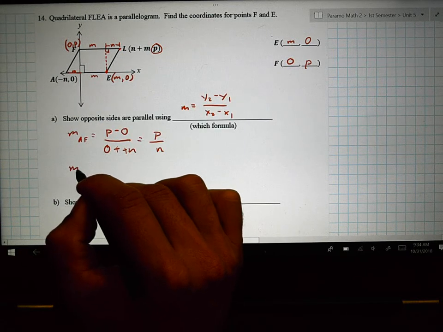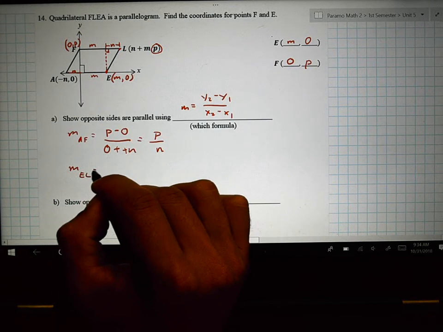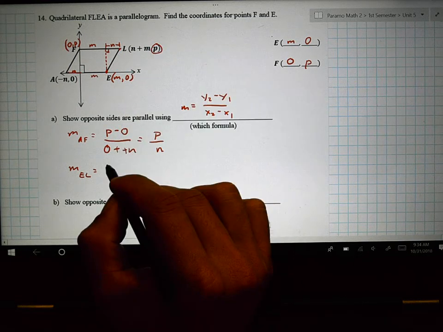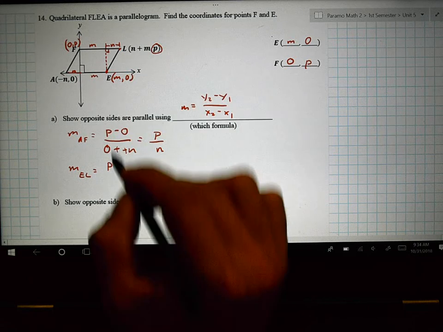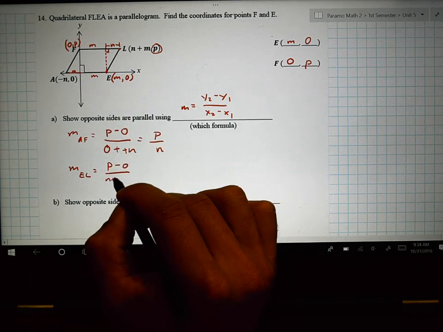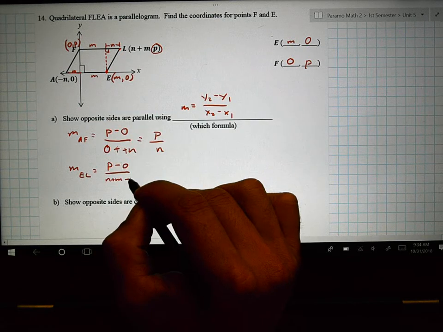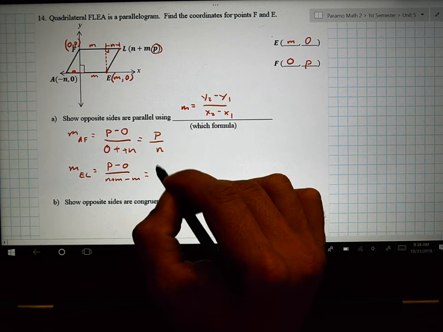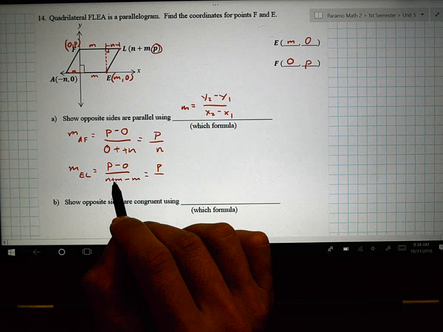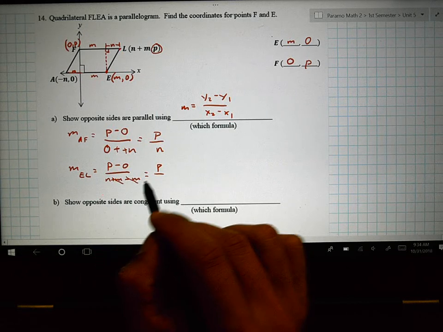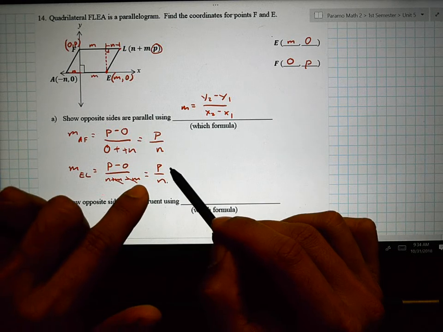What's the slope of EL? We do y2, p, minus y1, 0, over x2, n plus m, minus x1, m. And we're going to simplify that. What is p take away 0? P. N plus m minus m. Look at what happens with positive m and negative m. They cancel out. What does that make? Our slope is p over n.